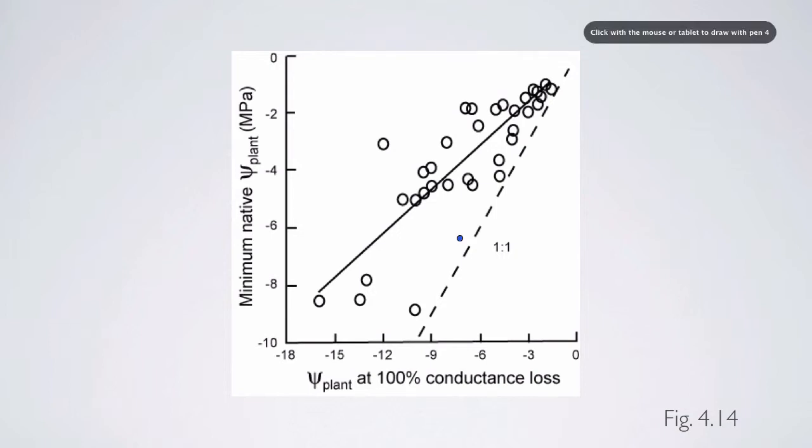What's important with the safety margin is that for plants that aren't able to tolerate much water stress, there tends to be a much smaller absolute safety value than those plants here that can tolerate more water stress.